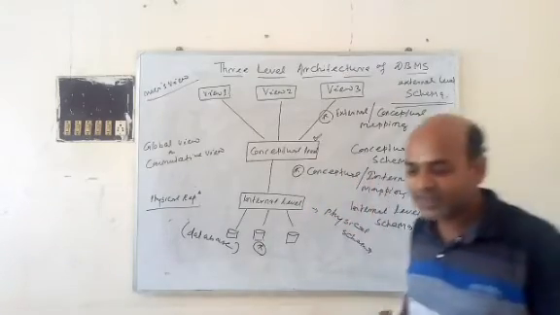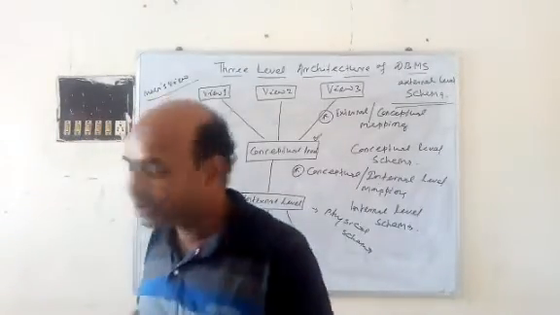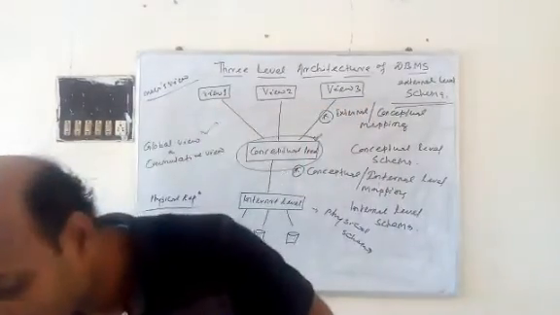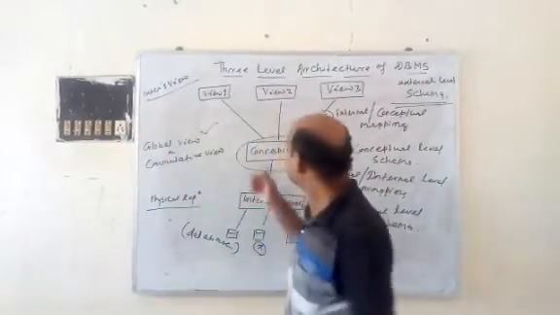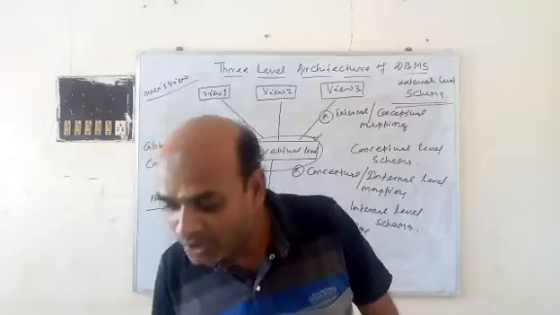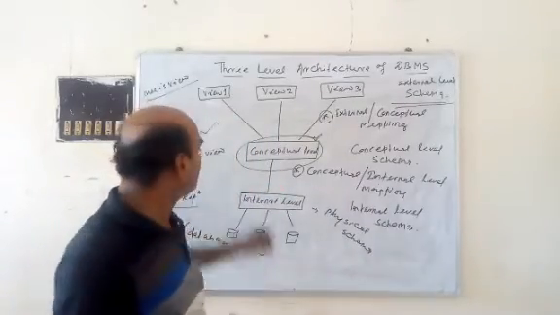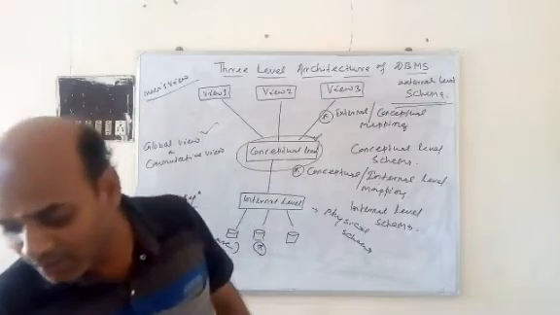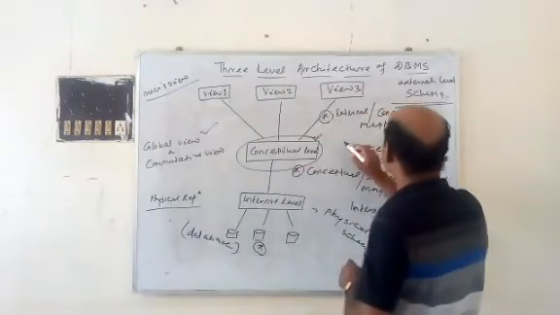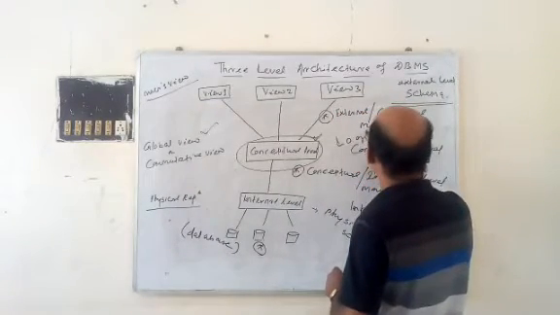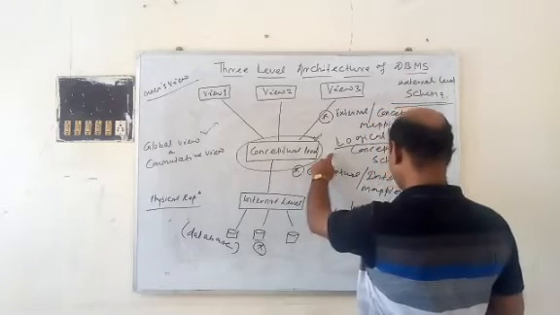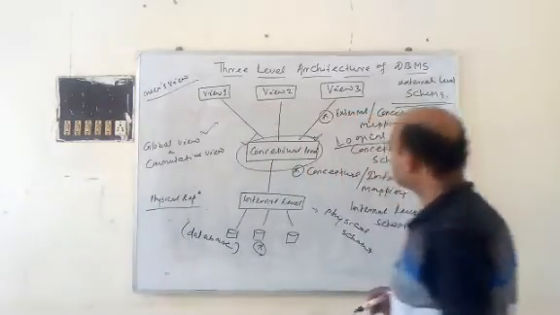Then come to the conceptual level. In the conceptual level, there is the global view or community view. The schema working in this level describes how data will be stored and how the conceptual level will be logically defined. So this is known as the logical level. Similarly, this is the physical level and this is the logical level. The conceptual level is the logical level, and the internal level is the physical level.